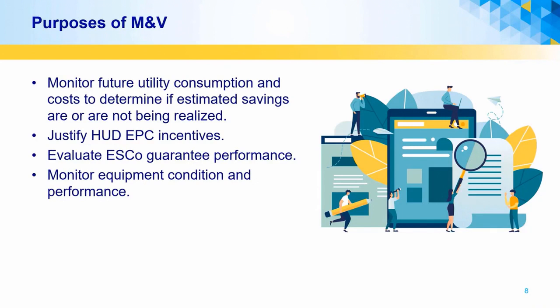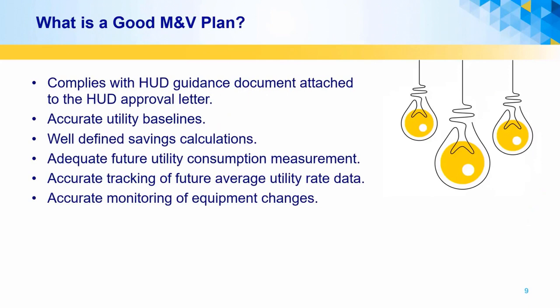Measurement and verification has 4 key purposes. One is to track the reductions in future avoided utility consumptions and cost. A second and more critical purpose for PHAs is to collect the data needed to calculate the energy performance contracting HUD incentives. A third purpose is to track the contractual guaranteed performance of the ESCo. And the last purpose is to monitor the equipment condition and performance, which is required by both the ESCo contract and HUD.